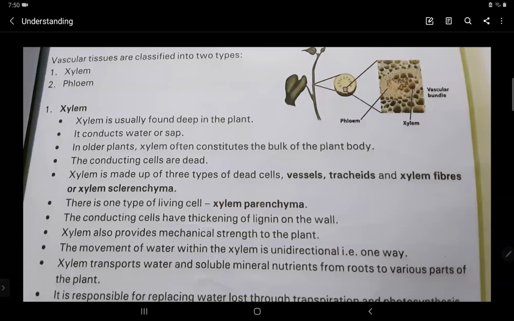Xylem also provides mechanical strength to the plant. The movement of water within the xylem is unidirectional, which means one way. Xylem transports water and soluble mineral nutrients from roots to various parts of the plant. It is responsible for replacing water lost through transpiration and photosynthesis.